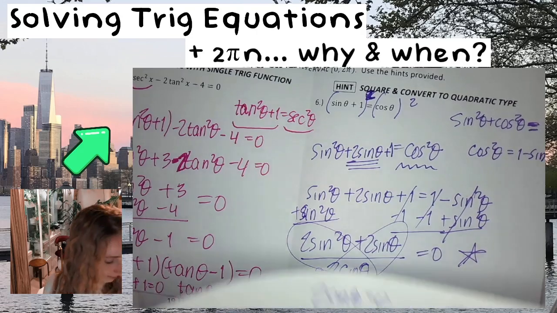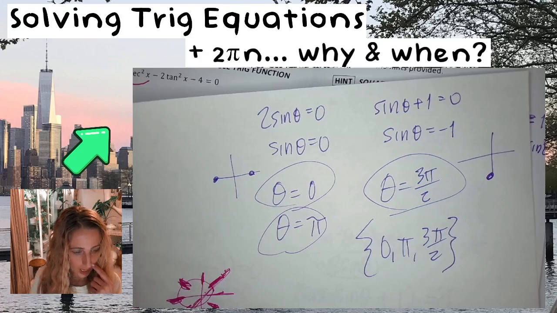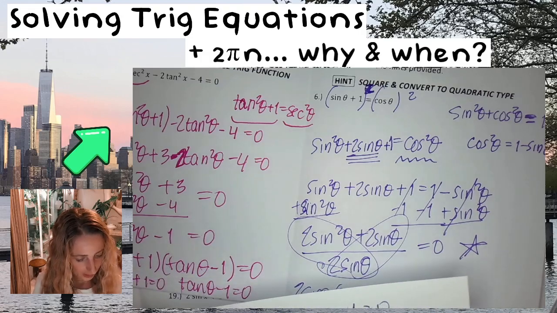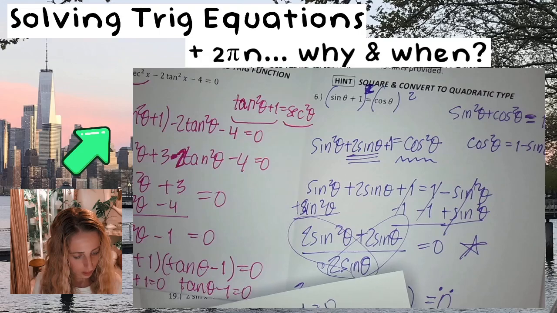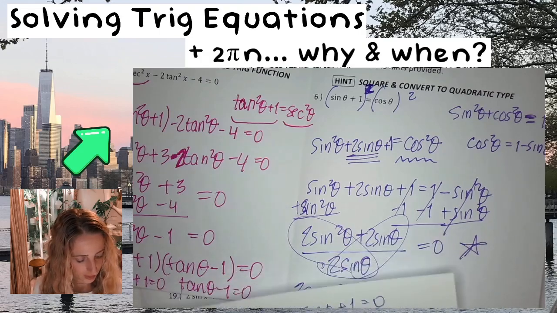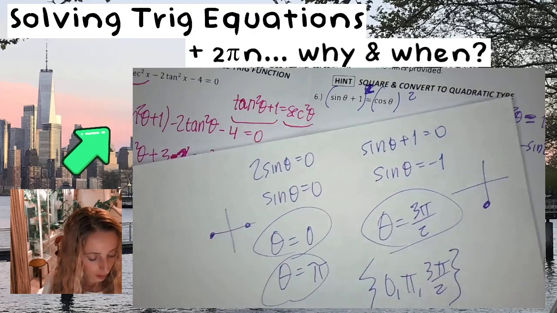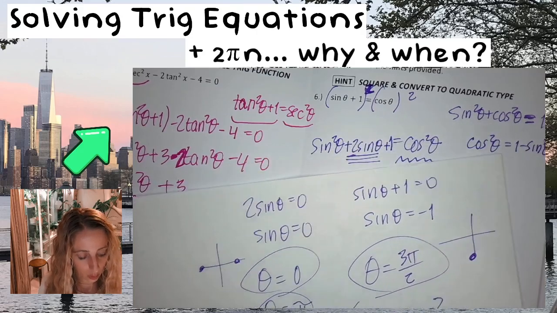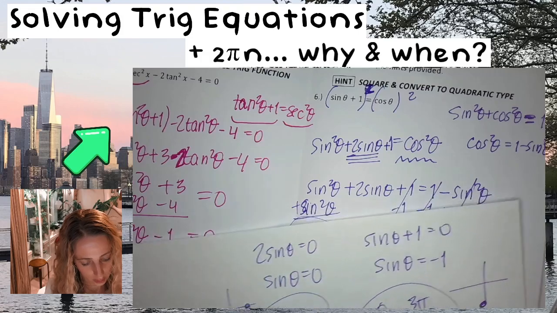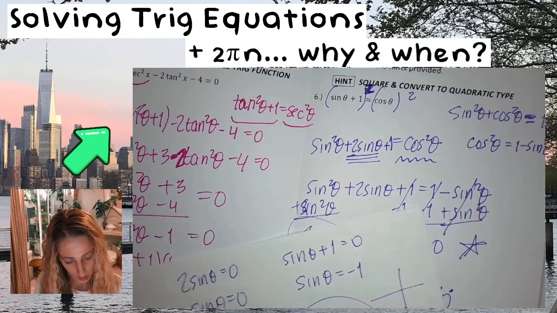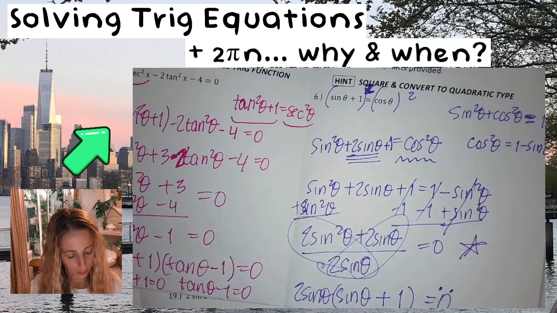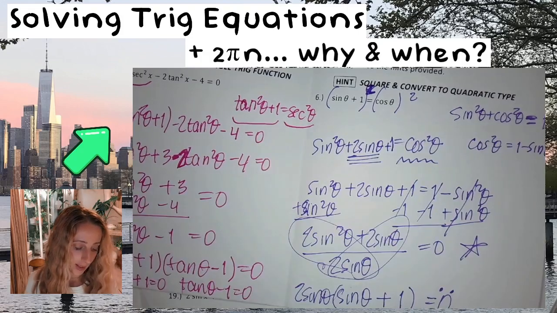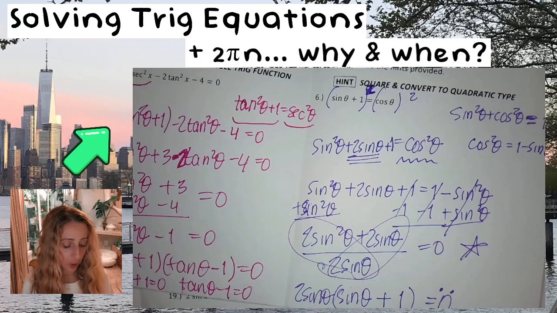Here, 0, pi, and 3 pi over 2. If we fill in pi, sine of pi is 0, plus 1 is 1, cosine of pi is negative 1. Pi doesn't work. If you fill in 0, sine of 0 is 0 plus 1, 1, 0 works. And 3 pi over 2, sine of 3 pi over 2, negative 1 plus 1, 0 equals 0, that one works. So pi doesn't work. So to check for extraneous solution, you just take the answer and plug it back into the original problem.